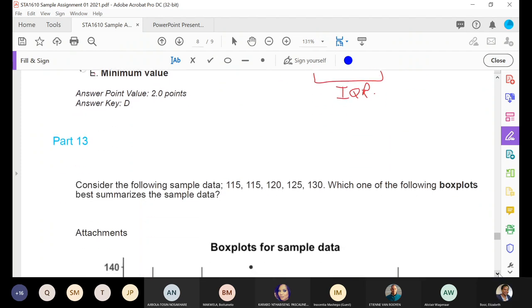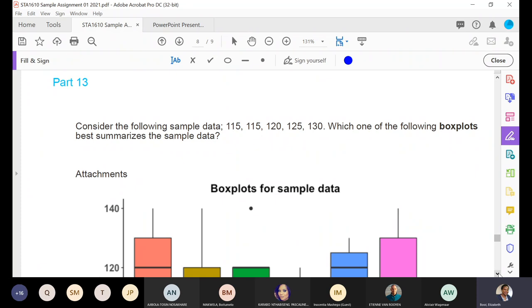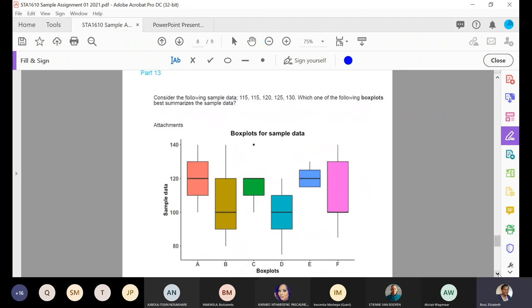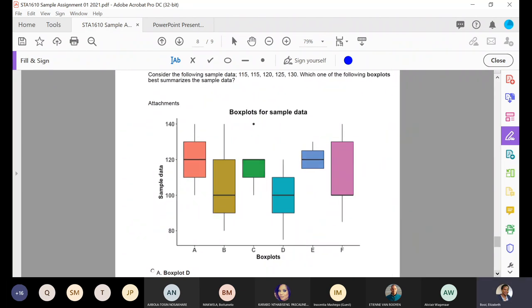The last question, this is different data. Oh gosh. So given this information, which of the box plots can represent this data set? That's what they are asking. So if I look at the box plot, let's make it smaller so that we can see all of them. So if this is our box plot, is it A, B, C, E, D, or F that is represented by this data set?